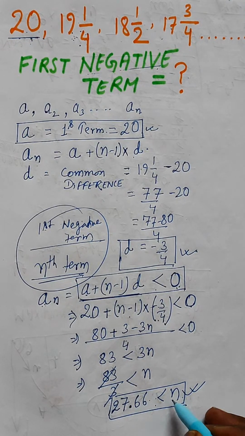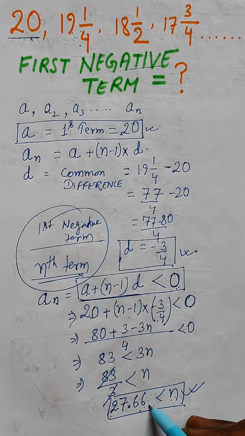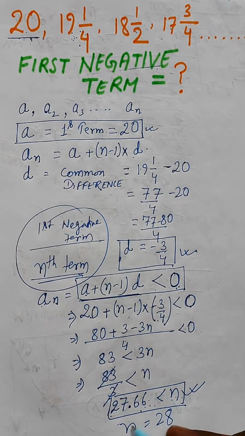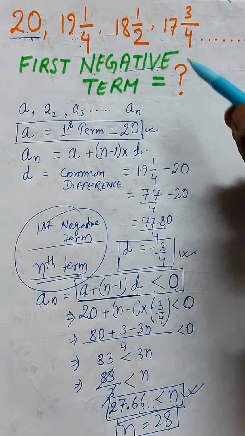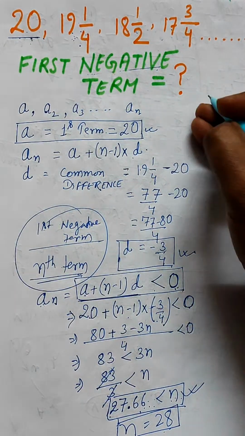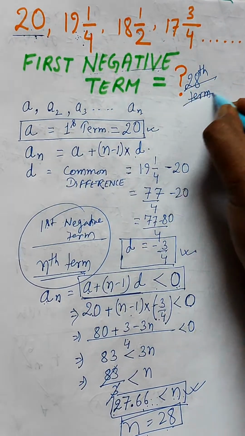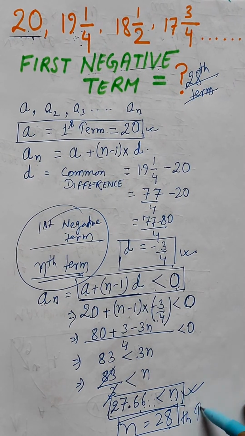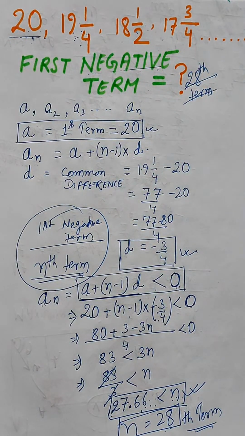So the n should be greater than 27.66. That means what is the natural number greater than 27.66, right? The first natural number greater than 27.66 is 28. So the value of n is calculated as 28. So the 28th term of this AP is the first negative term, right?